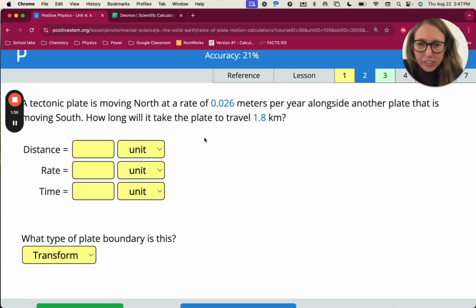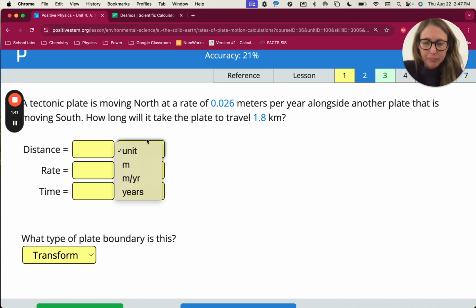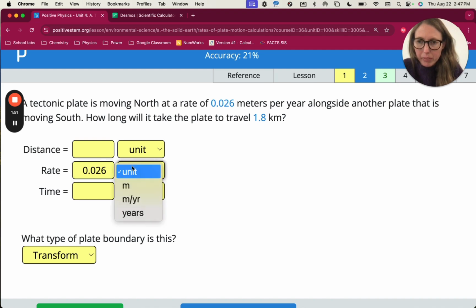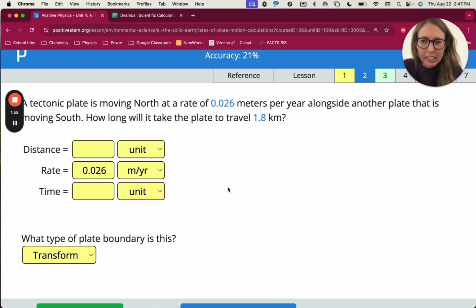And then first you want to notice that the choices for units are in meters and meters per year. So you have to do some conversions to get them to the right units. So we're given here that the rate is 0.026 meters per year. So that one was already in the units that we want. But then we have a distance of 1.8 kilometers. So let's show the conversion for how we would do that.